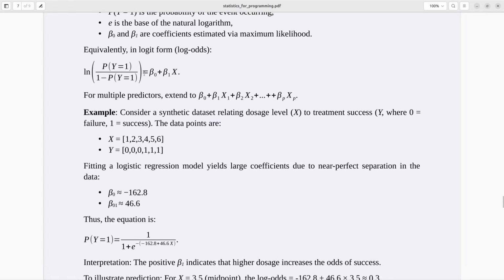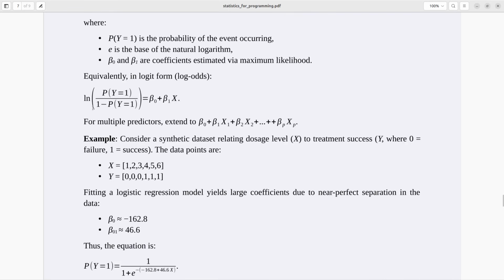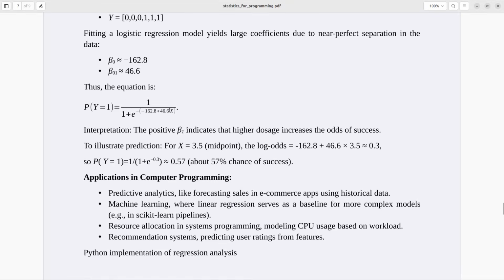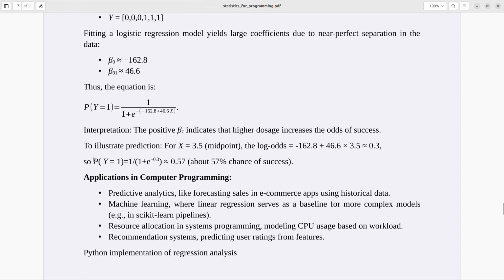The log odds, which means the left-hand side here, will be equal to 0.3, okay? So when I have log odds, I'm able to get back the probability of success. So P(y=1) is equal to that one, okay? I just put this log odds into the logistic regression function to see that the probability of getting y equals 1 is equal to 0.57. It means that we have a 57% chance to heal the patient if I have 3.5 levels of dosage, okay?